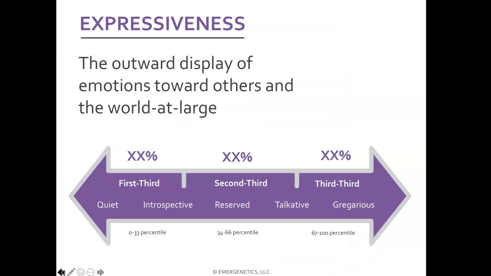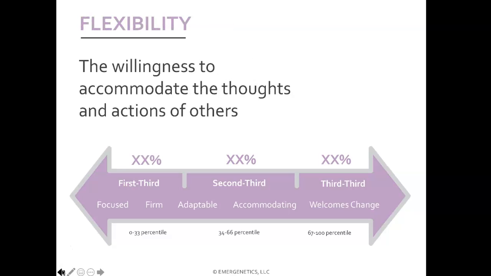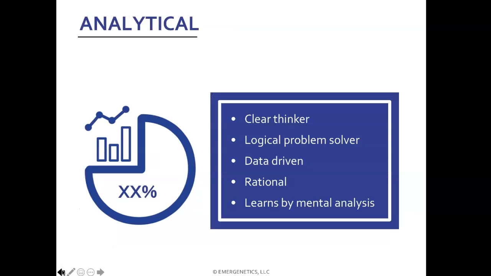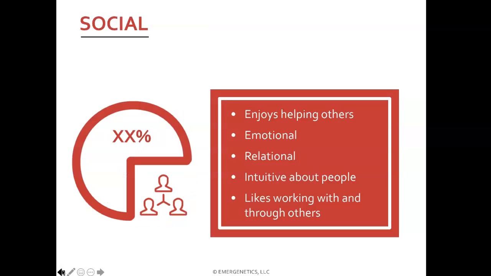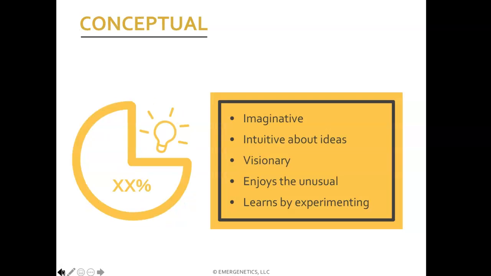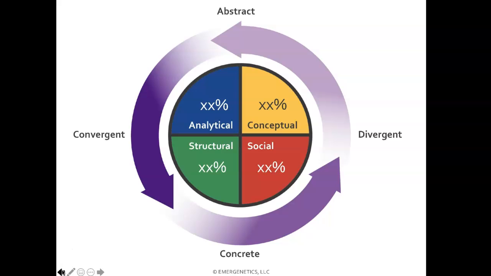You'll have 8 slides to customize with the group's percentages. The 3 behaviors, expressiveness, assertiveness, and flexibility, as well as the 4 thinking attributes, analytical, structural, social, and conceptual. And then the final slide that shows all of the thinking attribute preferences on this metaphor.